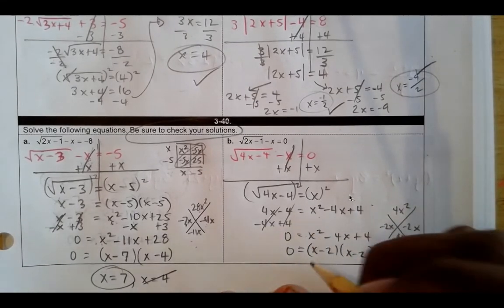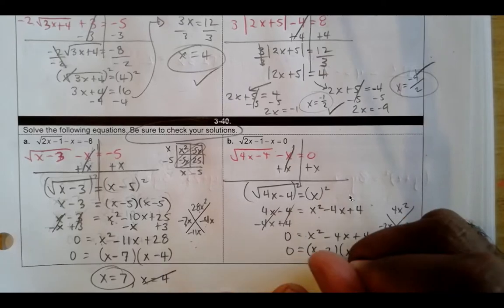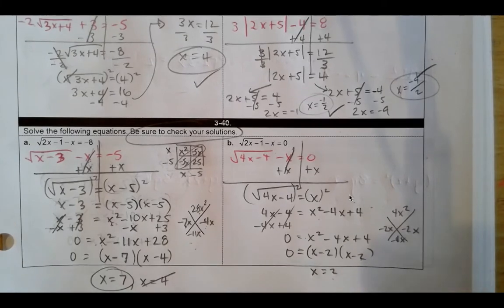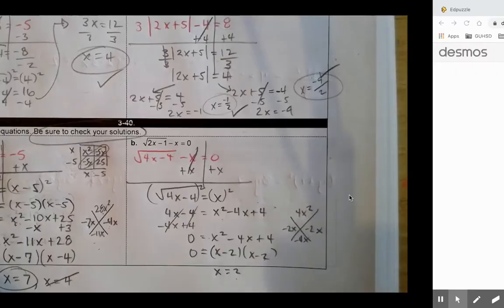Now, they're the same, right? So that means that there's only one solution, because they would be the same. For x minus 2 it would be 2, and for x minus 2 it would be 2. So I only need to go plug in this one solution. So hopefully it works, because if it doesn't, there would be no solution.